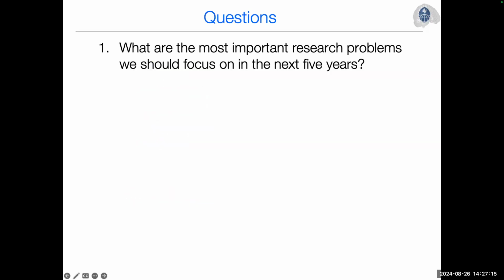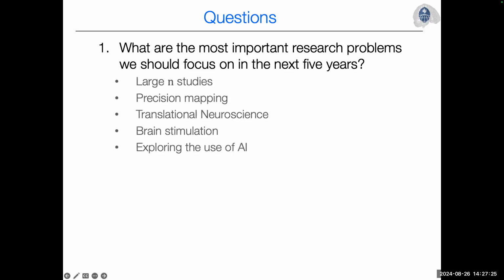Now, moving on to the next thing. What are some of the most important research problems we should focus on in the next 5 years? Some of them are on this program. The first one is large N studies. Now we're having these epidemiological-size, 100,000-person studies, and those are really exciting, but that changed the way we do statistics, right? And how we think about results.